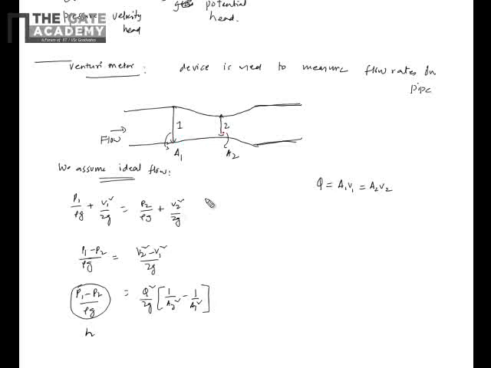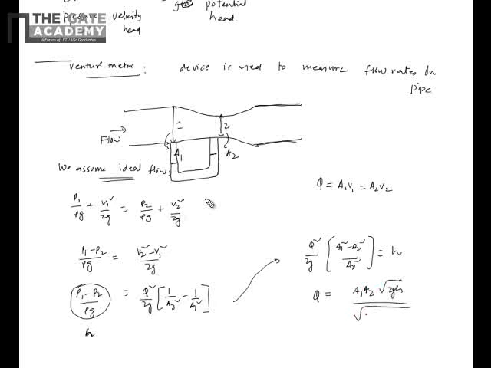Now this pressure difference you can just measure by connecting it to some kind of a manometer, which you have already seen how manometer works. So the pressure difference at 1 and 2 you can get from manometer, that is H. Okay, so from this equation, Q square by 2g into A1 square minus A2 square by A2 square is equal to H, and this value comes out to be, after simplification, A1 A2 root 2gh by root over A1 square minus A2 square.